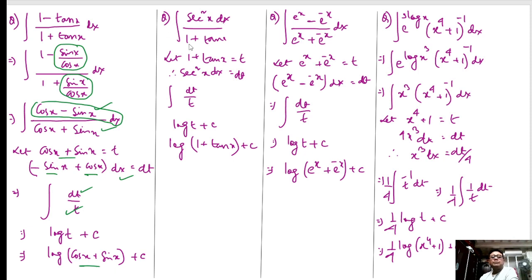Sec square x dx by 1 plus tan x. So let 1 plus tan x be t. So derivative of 1 is 0, tan x is sec square x dx equal to dt. So we are putting it. It is log t. Putting the value back.